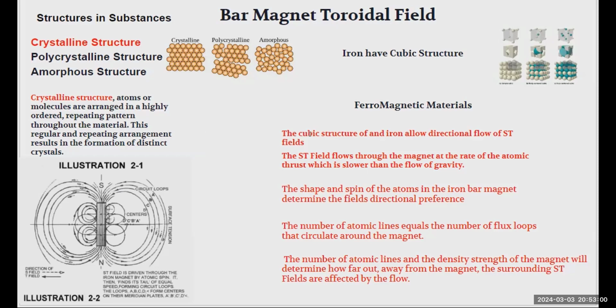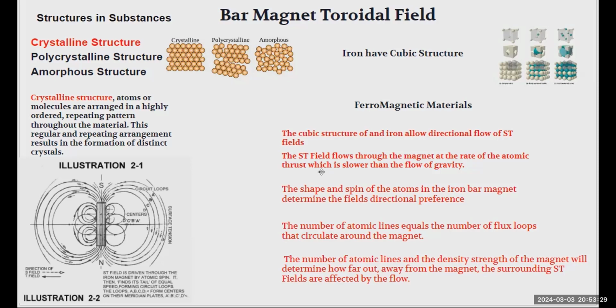Okay, the cubic structure of the iron allows the direction of flow. Yes, because the atoms are in straight lines. The space-time field flows through the magnet at the rate of the atomic thrust. So it depends how fast those atoms oscillate or move. It will determine the speed of these loops that will form, that we call magnetic flux lines.